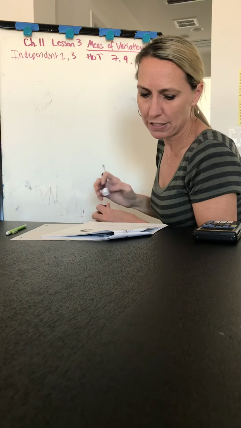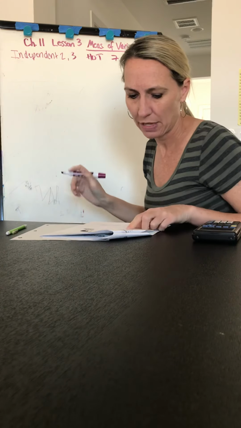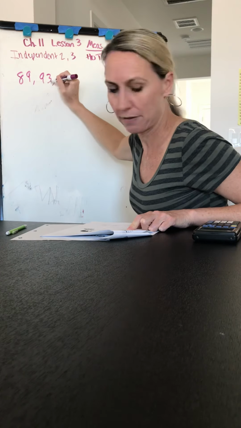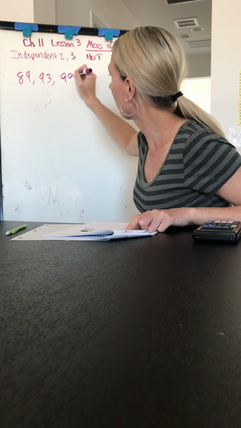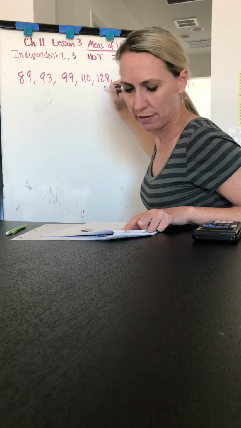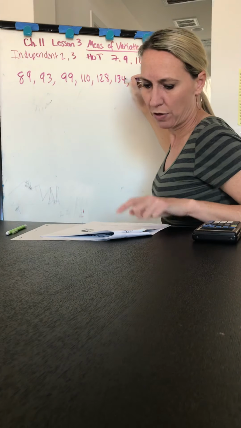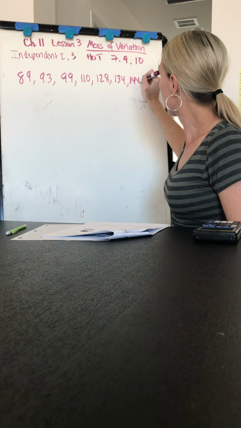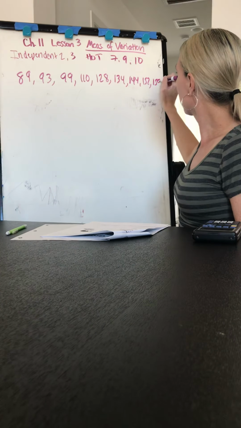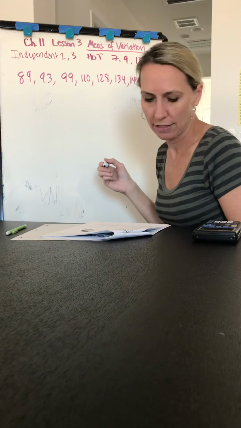Okay, so then number 7, the hot problem. It says find the error. Hiroshi was finding the measures of variation of the following data set. So he has 89, 93, 99, 110, 128, 134, 144, 152, and 159. So there's a data set. It looks like it's in order to me. Yep, it's in order already, so that's nice.